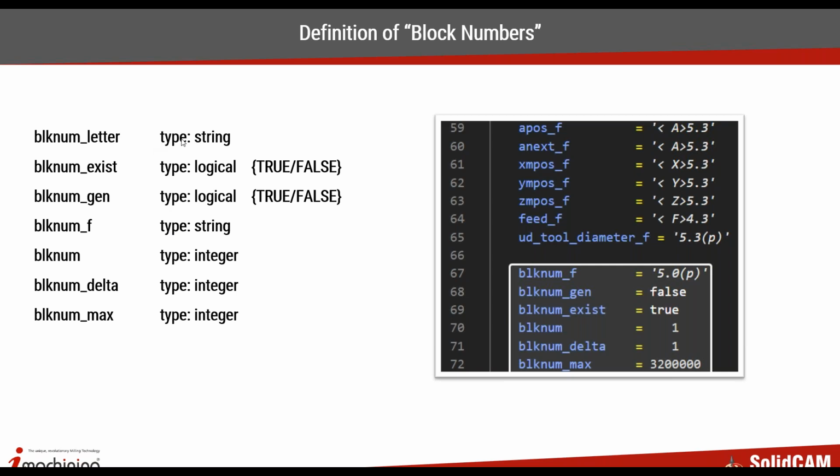Block number letter by default is set to n. And you see that on every machine. I haven't heard of a machine that has any other letter. So this is a string. You can state it or you don't have to if you want to use n. It will be on by default. Now, like I said, block number exists and block number generate are logical variables that can be true or false. If they are both true, it will print the block numbers. If both are stated and one of them is not true, it won't print them.